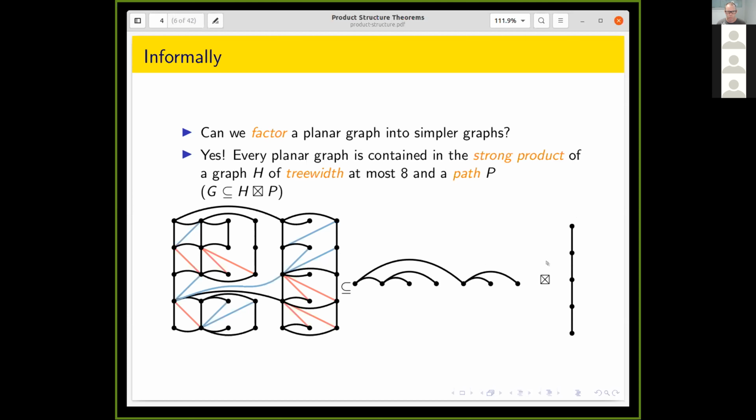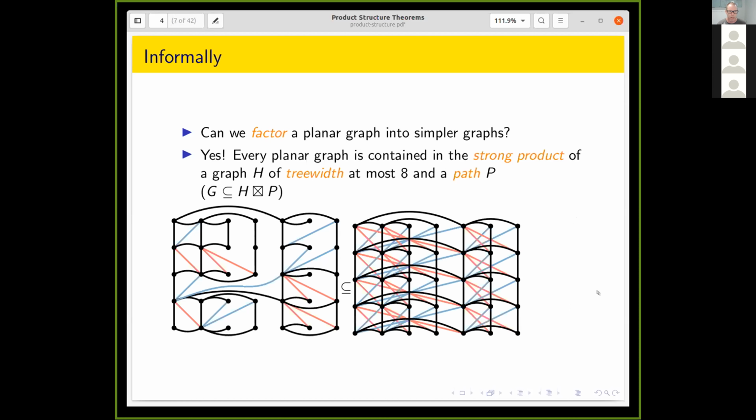And there's this strong product operator. I'll talk about the definition of that in a second, but if I were to expand that now, that's the graph that you get, and you probably don't necessarily see it from this picture, but that graph on the left is actually a subgraph of that graph on the right. Okay, so a couple of notions in here. Tree width is one of them, and the strong product. I'll define both of those things.